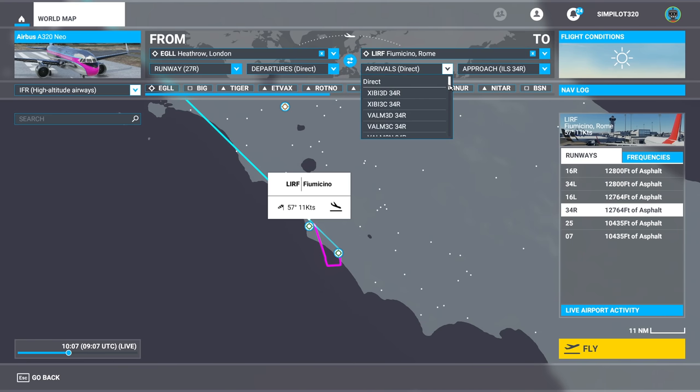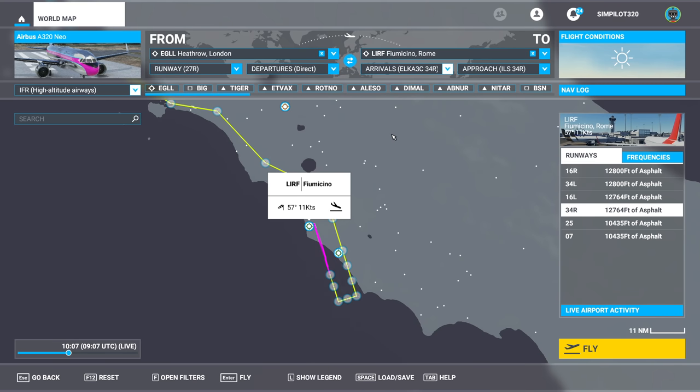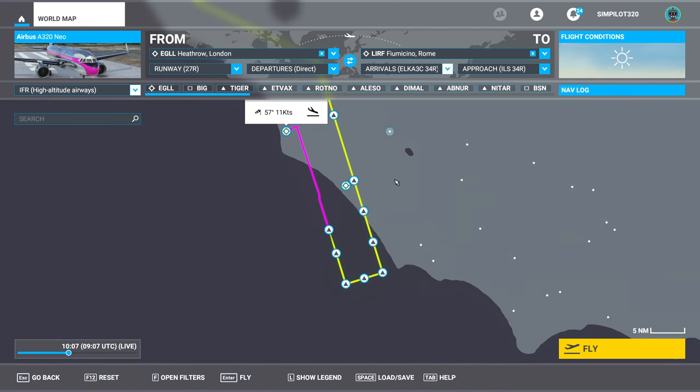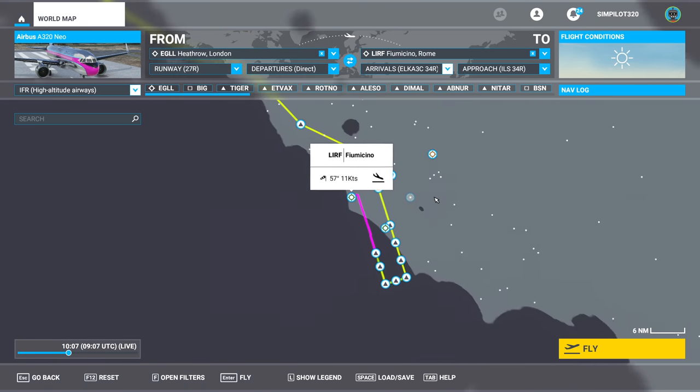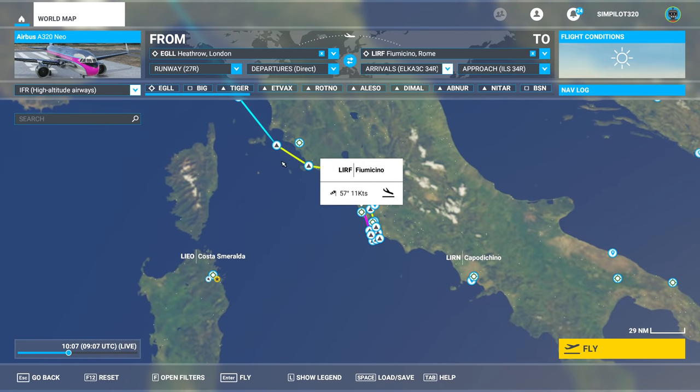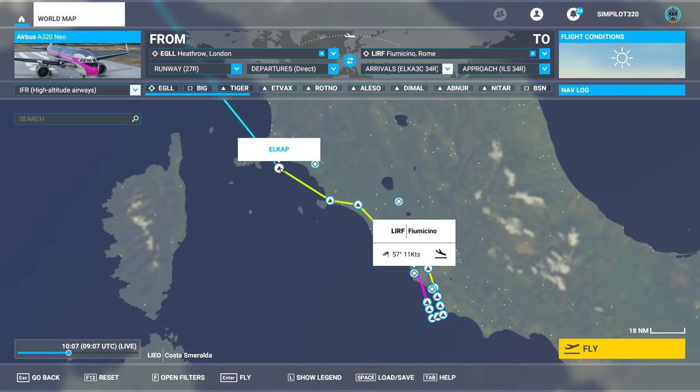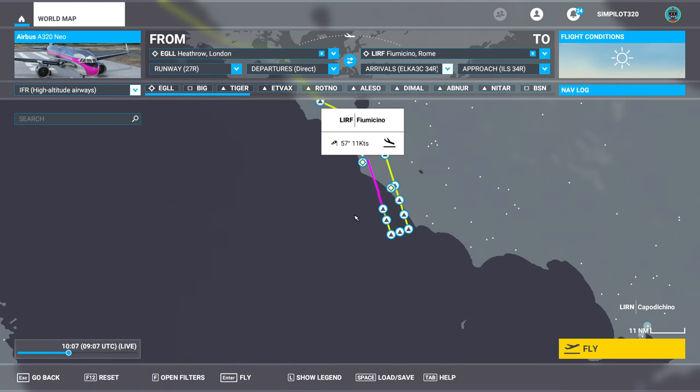So I need to pick a waypoint to come in via, and you'll see there's loads and loads and loads. Now we've chosen 34 right, so Microsoft automatically will give us the options for 34 right, which I think is a really nice thing that they've added. I'm going to do the LCAT 3 Charlie, which looks a bit like that, and there you can see it brings us all the way around. Now we're going to talk about loads of different arrivals, but the point is, this brings us in from a waypoint up here called LCAP and around and in to set us up for the approach.